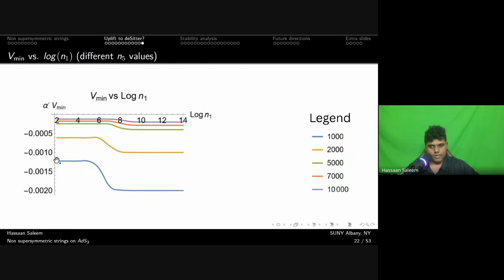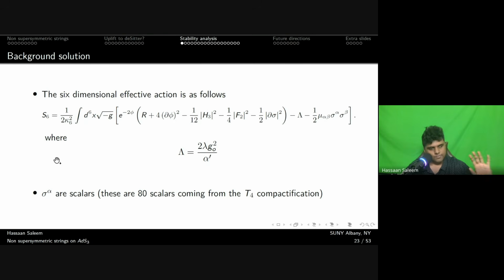What about stability? So for stability, let's start with a 6-dimensional effective action. So start with a 10-dimensional action, then compactify it on a torus, and write down the 6-dimensional effective action. Now you will get some extra terms, these two terms. Now, what are these terms? These terms come from torus moduli. So these sigmas are 80 scalars coming from T4 compactification. So T4 moduli space is 80-dimensional.